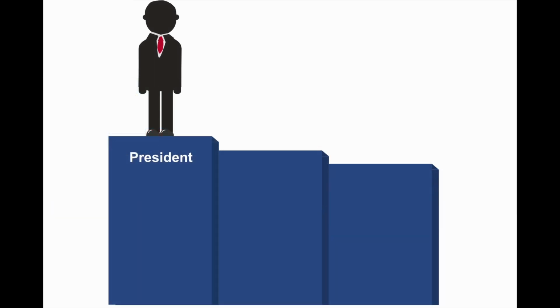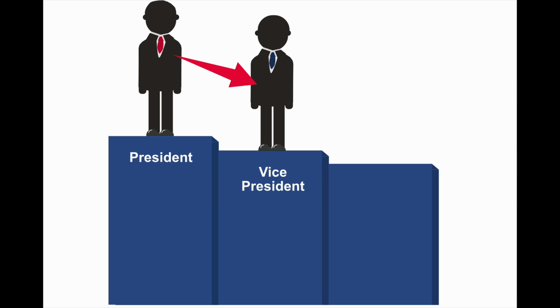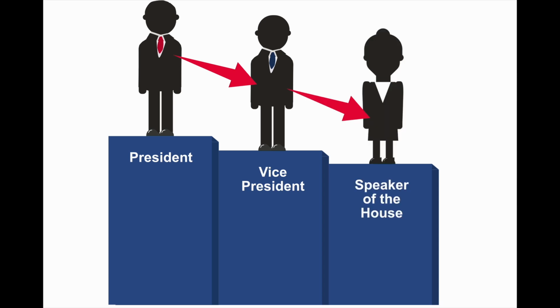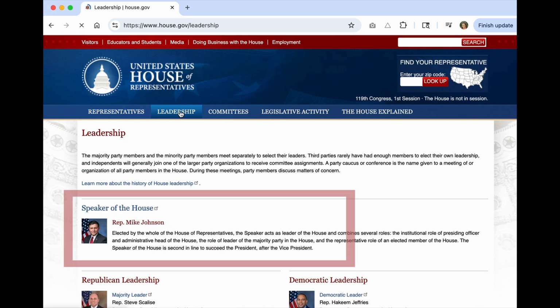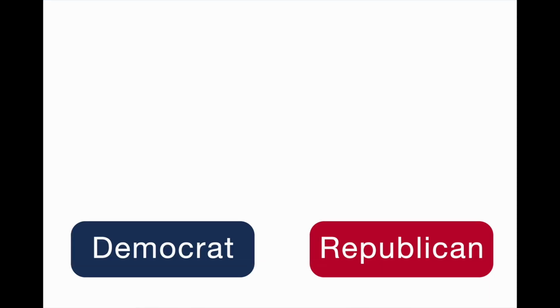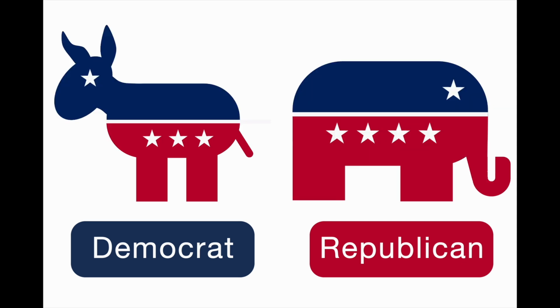If the president can no longer serve, then the vice president becomes president. If the vice president can no longer serve, then the Speaker of the House becomes president. To find out who is the current Speaker of the House, go to the same website and click Leadership. The two major political parties in the United States are the Democrats and the Republicans.